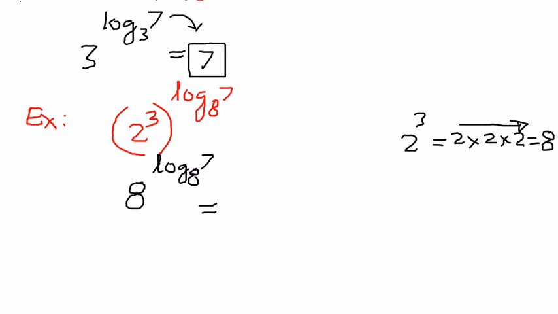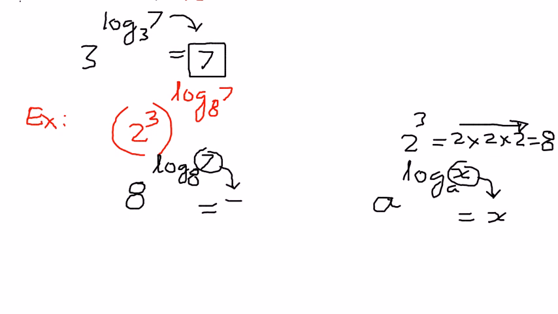And if we have something like this, we can use the property which we just talked about: a to the power of log x to the base a will be equal to x itself. So therefore, in here, 8 to the power of log 7 to the base 8 will be this term here as the answer. So therefore, 7 is our answer.